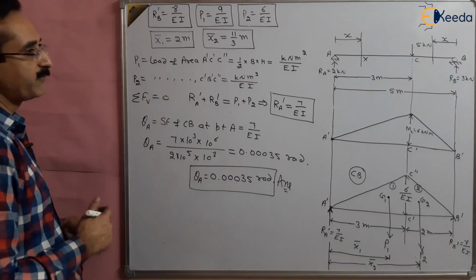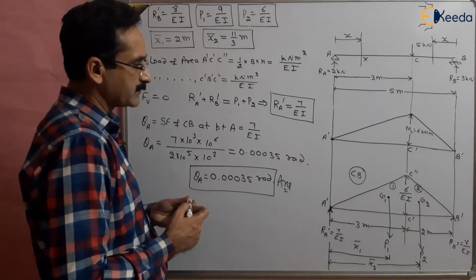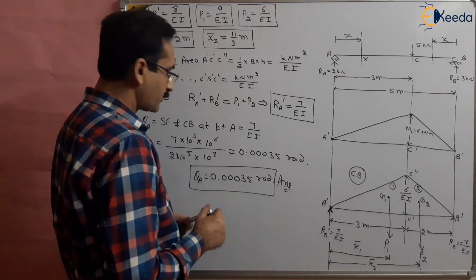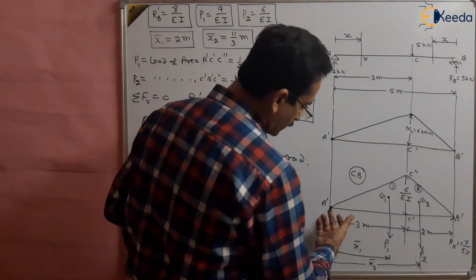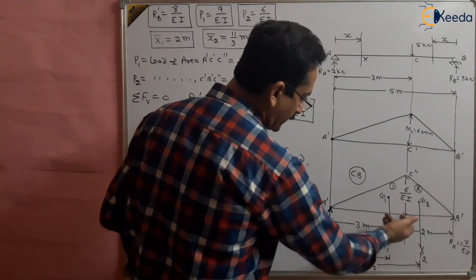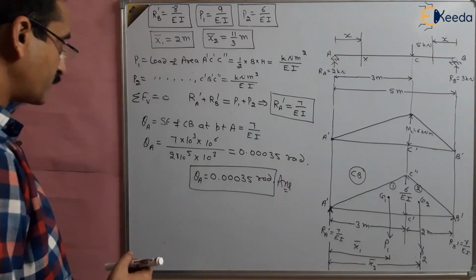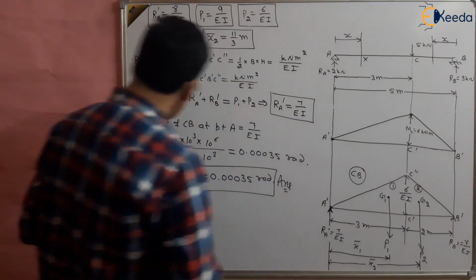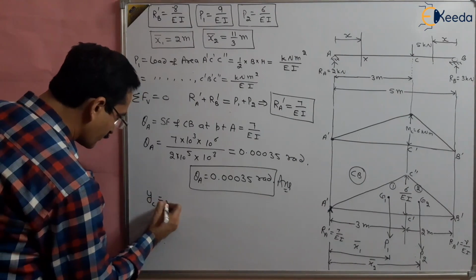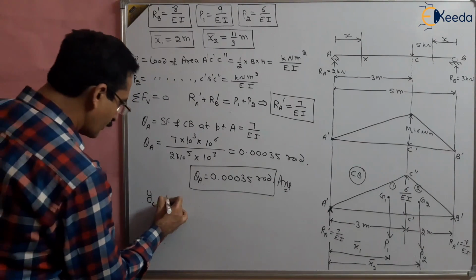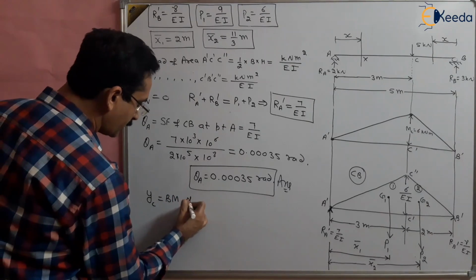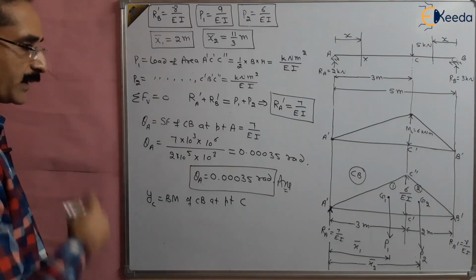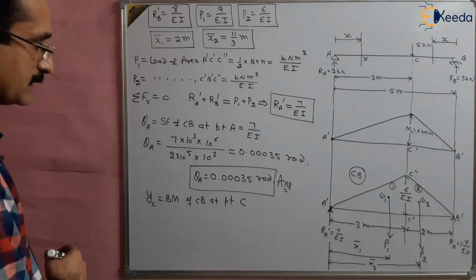Now we want to find out the deflection at point C. What is the deflection at point C? To find the deflection at point C, we have to take the moment of this area about point C, or we can find the bending moment at point C. So basically the deflection under point C is the bending moment of the conjugate beam at point C. So what is the bending moment of the conjugate beam about point C?